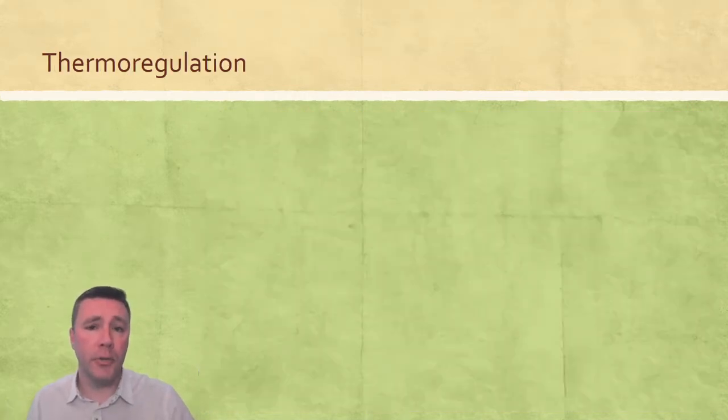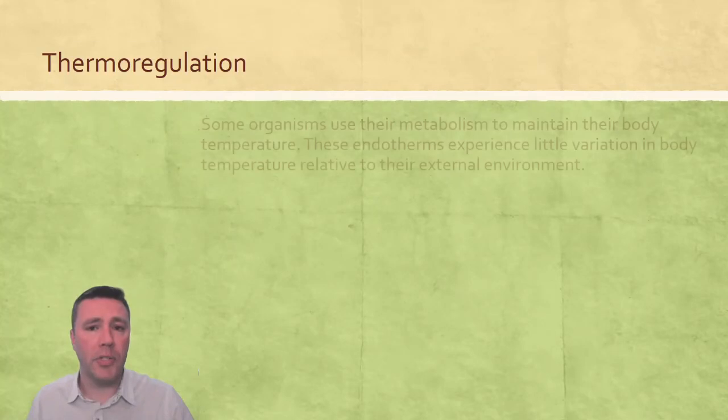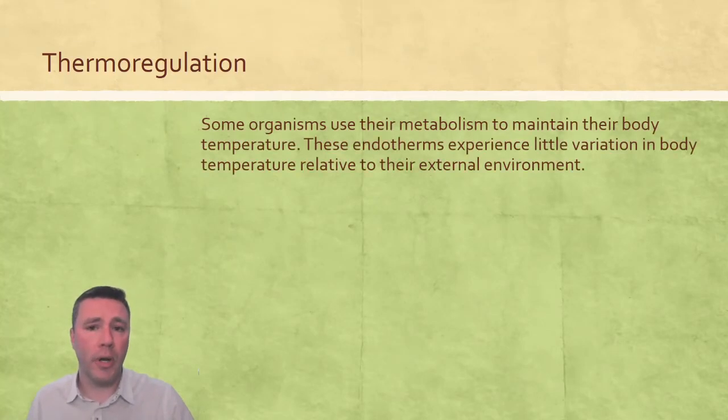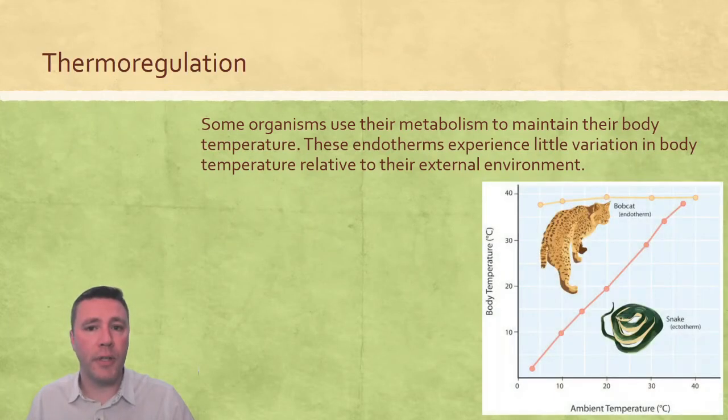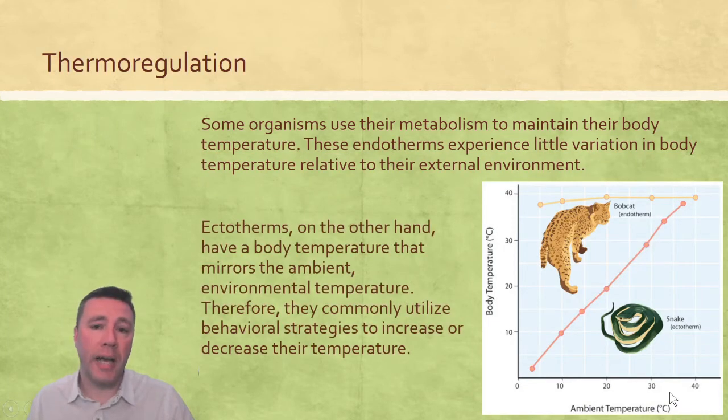Energy acquisition and use and temperature are very closely related to one another. For some organisms, they use their metabolism, or energy consumption, in order to maintain their body temperature. Those organisms are referred to as endotherms. Endotherms experience very little body temperature change relative to their external environment. Organisms like this bobcat here, as you can see, its body temperature remains relatively consistent regardless of what the ambient temperature is like.